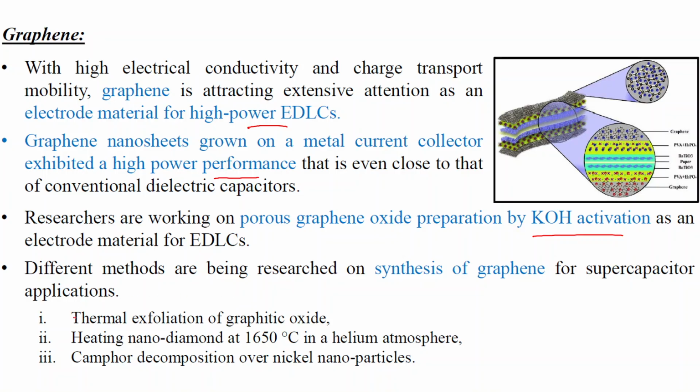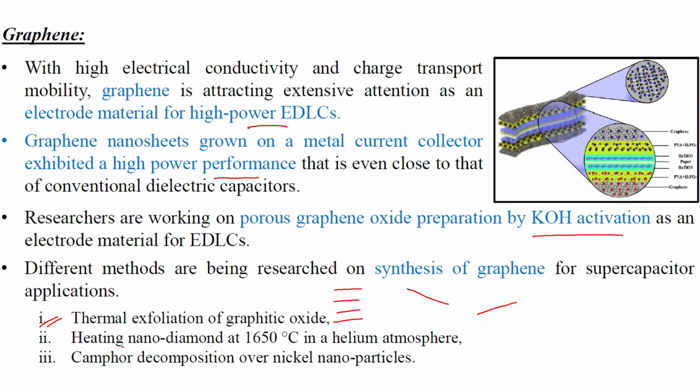synthesis of graphene. For example, thermal exfoliation of graphitic oxide. Basically, graphitic oxide has graphite sheets at different distances and at a longer distance. But if you keep these at 300 degrees C for 6 hours, then you can get a single sheet. That is, a single graphite sheet is basically graphene.